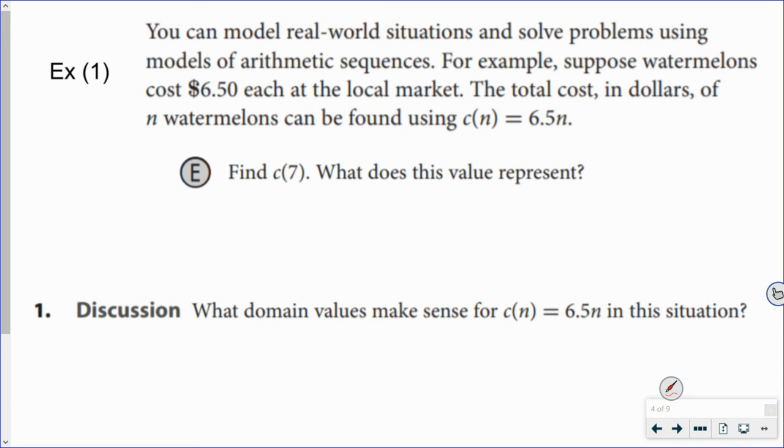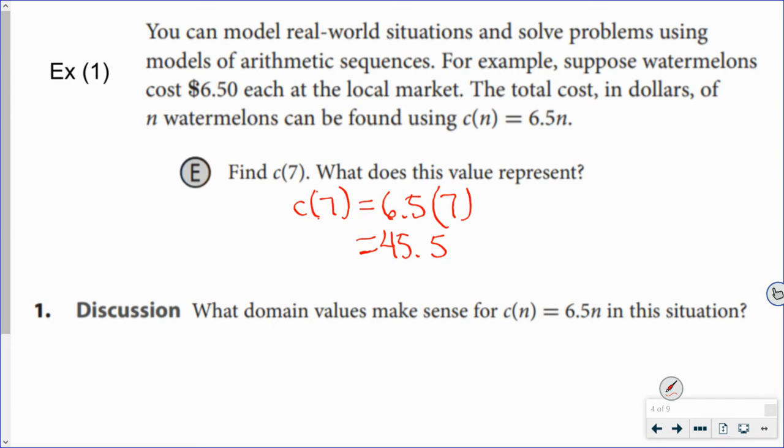All right, so in the same example, we'll get to part E. It says find C of 7. So if I do that, C of 7 is 6.5 times 7. So what is C of 7? Let's see. 5 times 7 is 35, put a decimal, carry 3, 6 times 7 is 42, plus 3, 45, one decimal place. So I multiplied that one the old-fashioned way. There it is. It's 45.5.